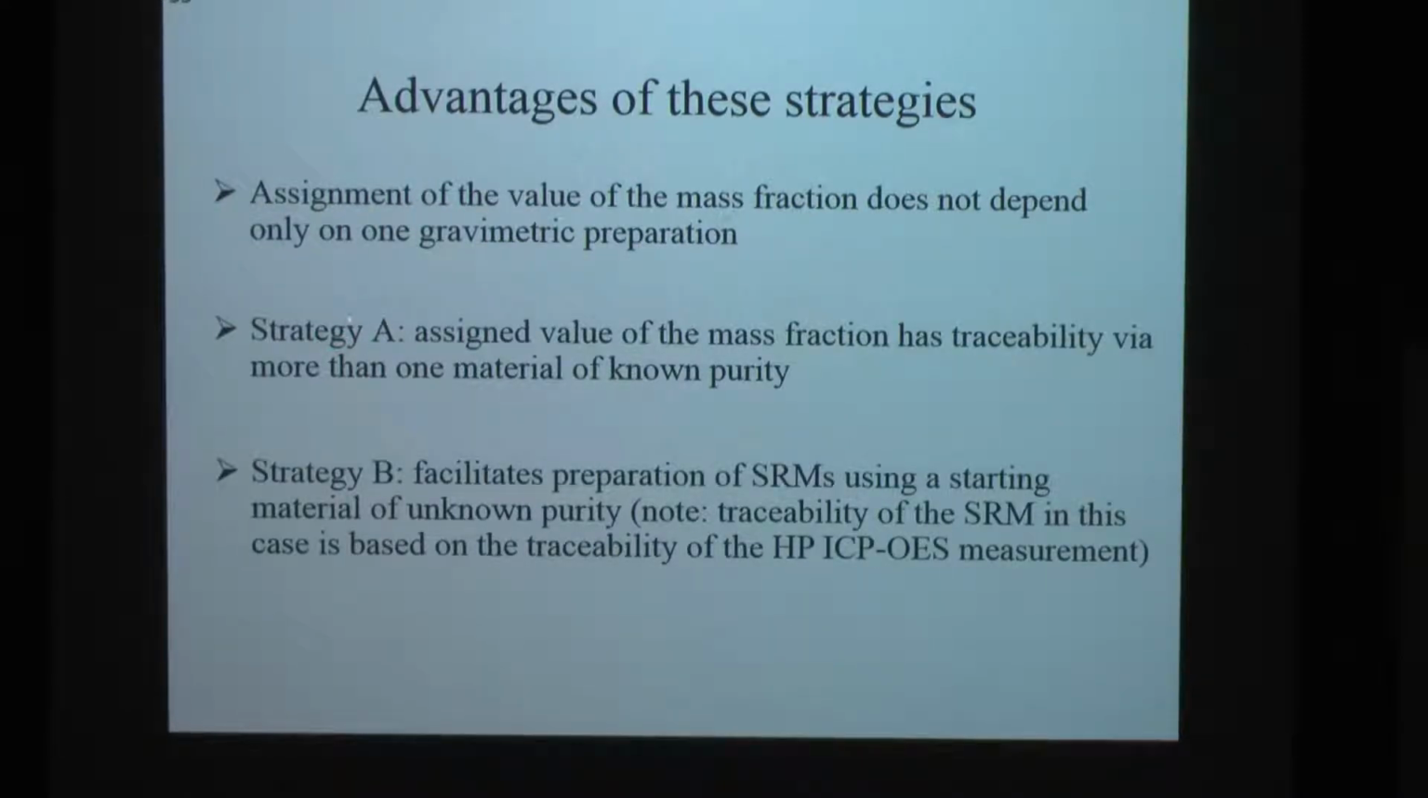Strategy A, where you have two primary materials, has traceability via more than one material, each of which has a known purity. Strategy B makes it easier to prepare SRMs where you do not have a material available in a large enough batch to make the whole SRM batch, but in this case the traceability is restricted to the instrumental measurement.